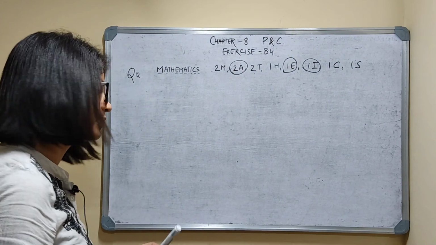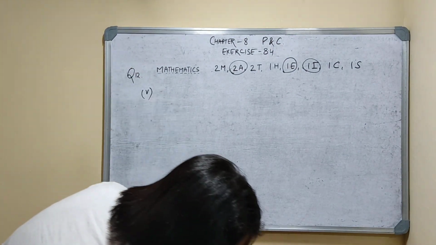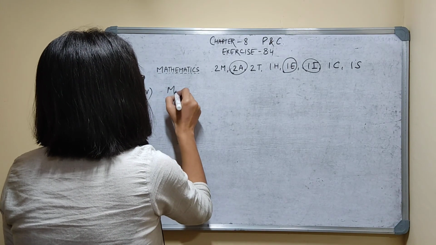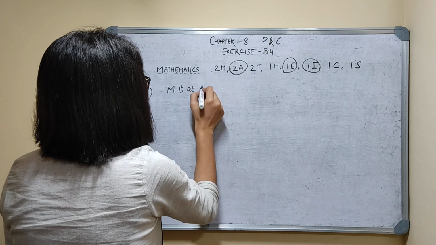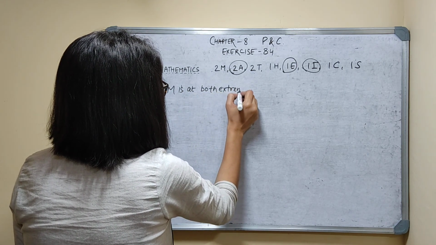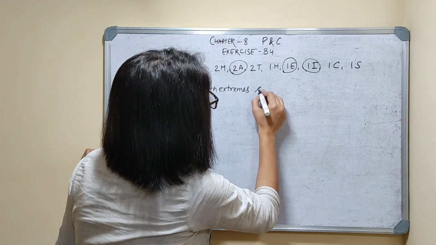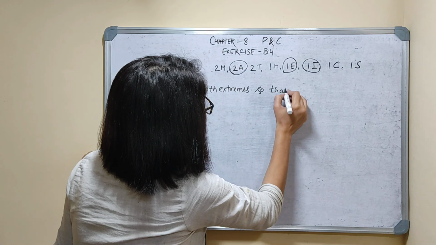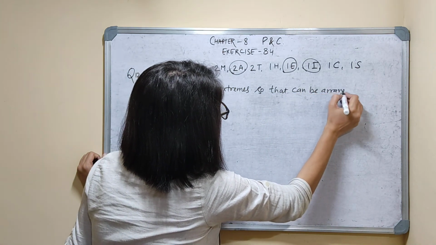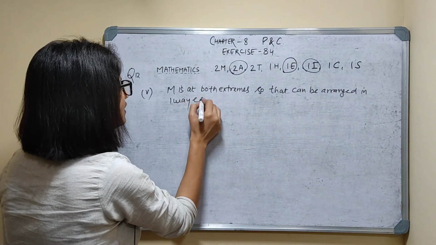Now part 5th. M is at both extremes. M is at both extremes. So that can be arranged in one way each, that is fixed.